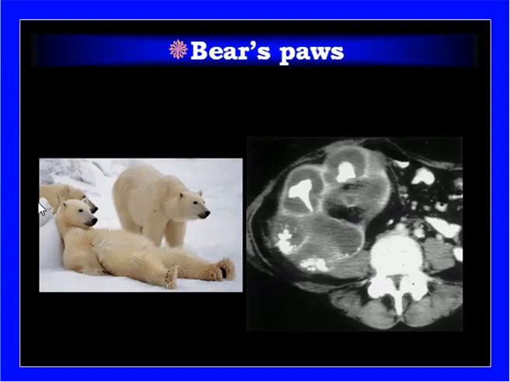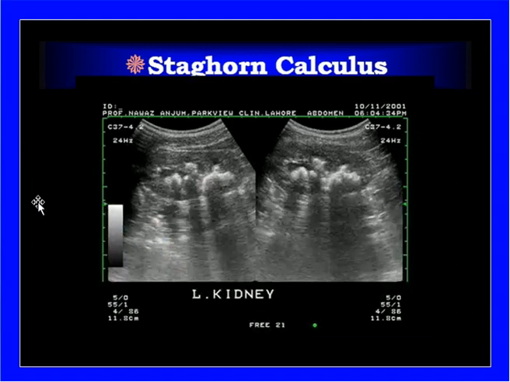Another appearance given to the staghorn calculus is Bear's paws. These are the multiple stones along with moderate to gross hydronephrosis. Another picture of staghorn calculus on ultrasound, you can see the echogenic structures filling the renal pelvic-calyceal system.